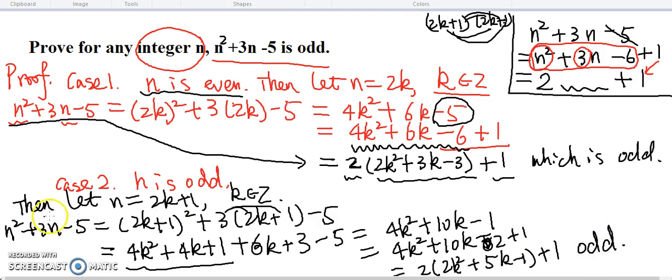So now we proved n squared plus 3n minus 5 is odd when n is odd, and also when n is even. And those are the only 2 cases we have. So that means we proved it doesn't matter if n is an even integer or odd integer, as long as it's an integer, then n squared plus 3n minus 5 is odd.